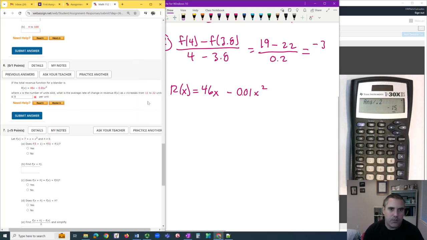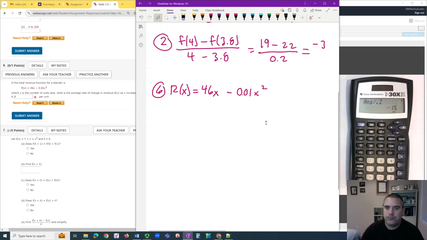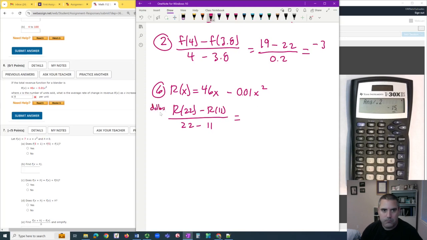Okay, so this says, what's the average value from 11 to 22? So we're going to do r of 22 minus r of 11 over 22 minus 11. And that's revenue, or dollars, on top, per items, units sold. So it does represent this average revenue if you went from 11 to 22. So now we have this calculation to do. Let's write it out in all its glory.